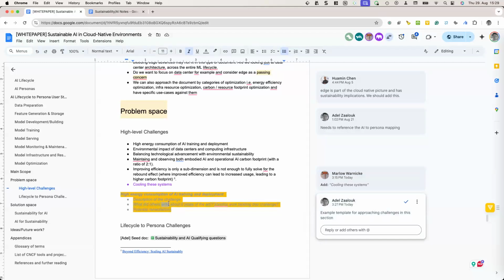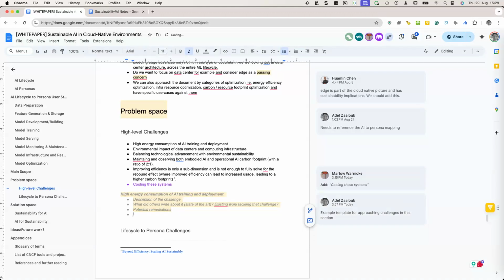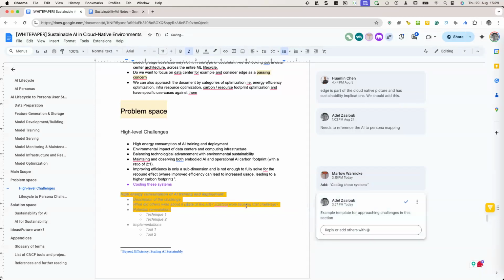But here it could be like existing work: this person wrote about this challenge, this person wrote about that challenge. We've seen some numbers describing how bad this challenge is. And then here are some potential approaches or techniques that can be used. And if we would add tools, we would have implementations here: tool 1, tool 2, and so on. Here, technique 1, technique 2, right? And that would be the template I propose.